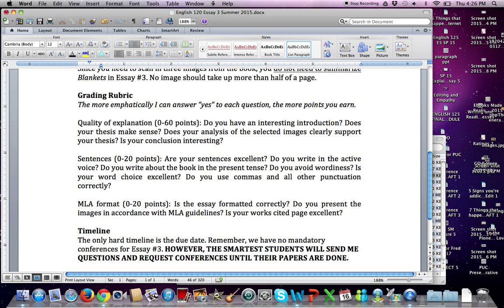So, one thing you've got to think about doing: introducing the image. What's going on in Blankets right before we get this image? We've got to know what's going on. Your quotes or your images, right, in any paper cannot come out of nowhere. There has to be context. Okay. Then take your time to explain what you see in each image and how it relates to your thesis.